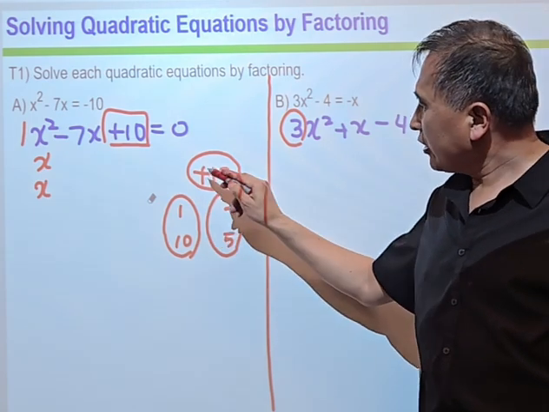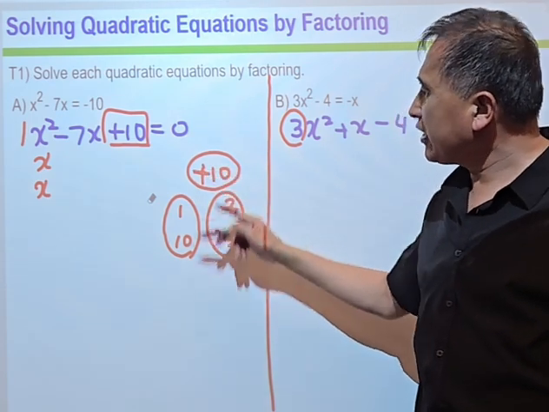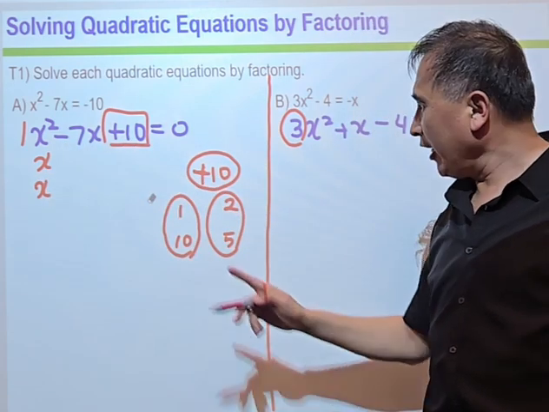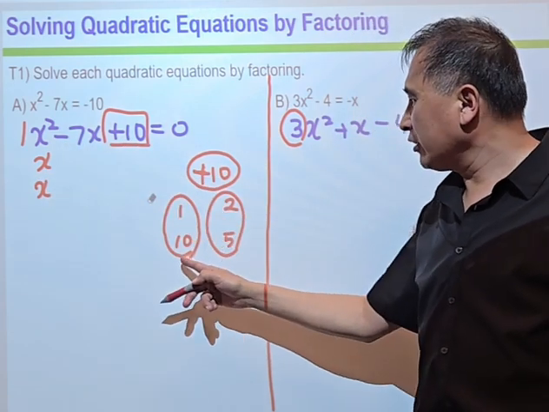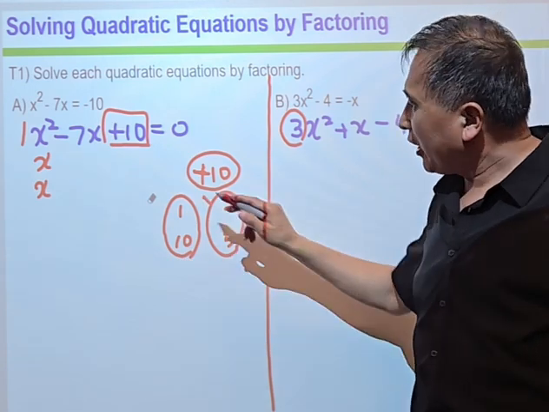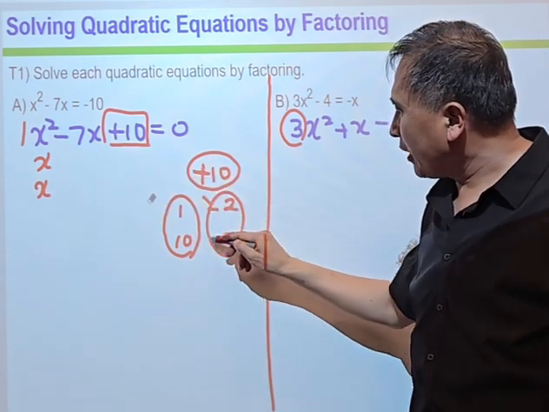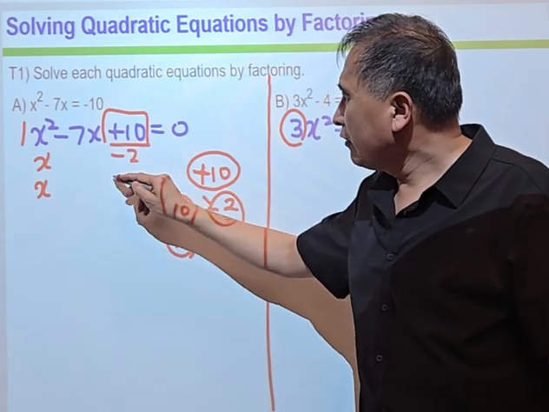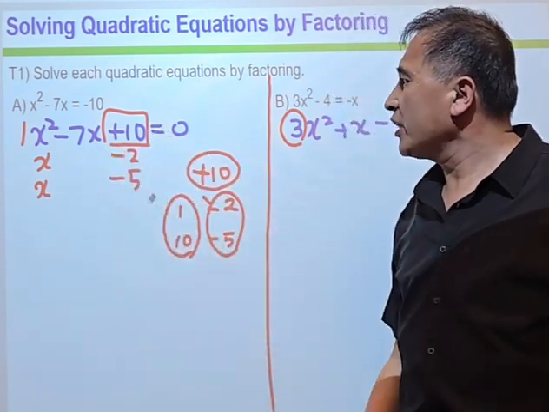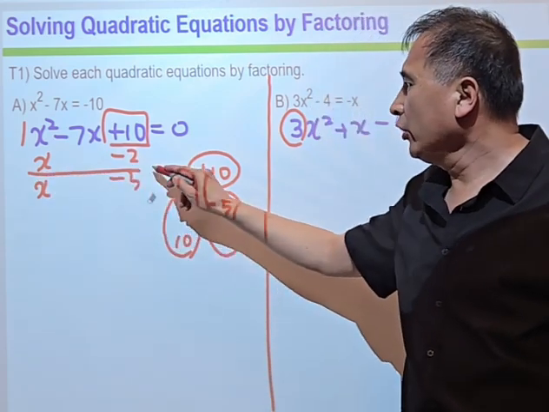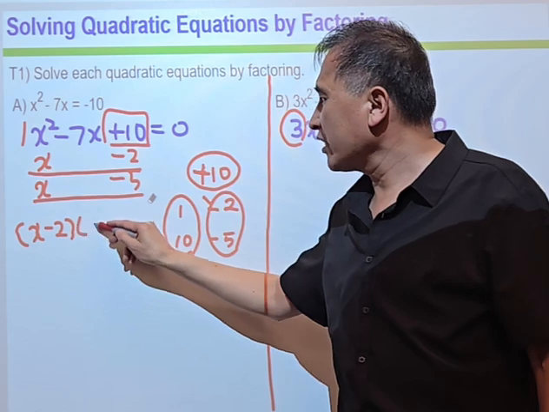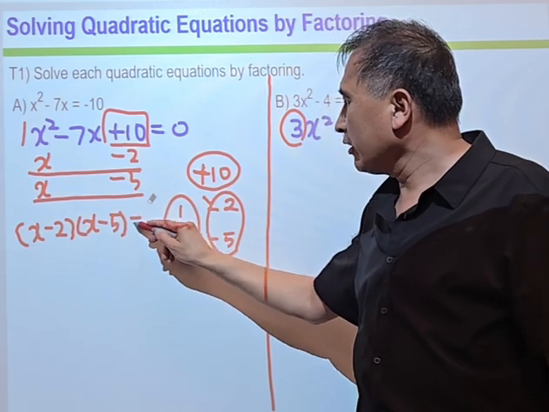Among those, when you add them, they should become minus 7. So the sum of this pair is 11, and the sum of this pair is 7. So we're going to take this one, but for minus 7, we use minus 2 and minus 5. Minus 2 times minus 5 becomes plus 10, and the sum is minus 7. So we factor it with parentheses: x minus 2, x minus 5 equals 0.